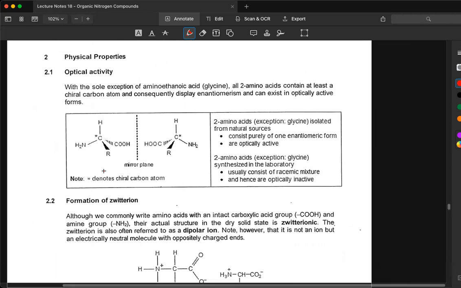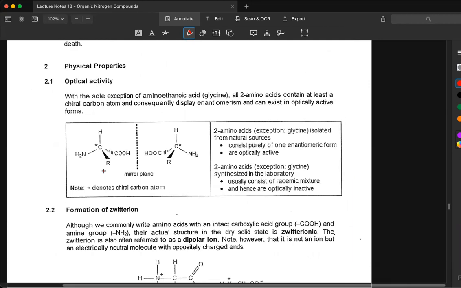So let's look at the physical properties of the amino acids. With the sole exception of glycine, aminoethanoic acid, 2-amino acids contain at least a chiral carbon atom and display enantiomerism and exist in optically active form. So they are mirror images.